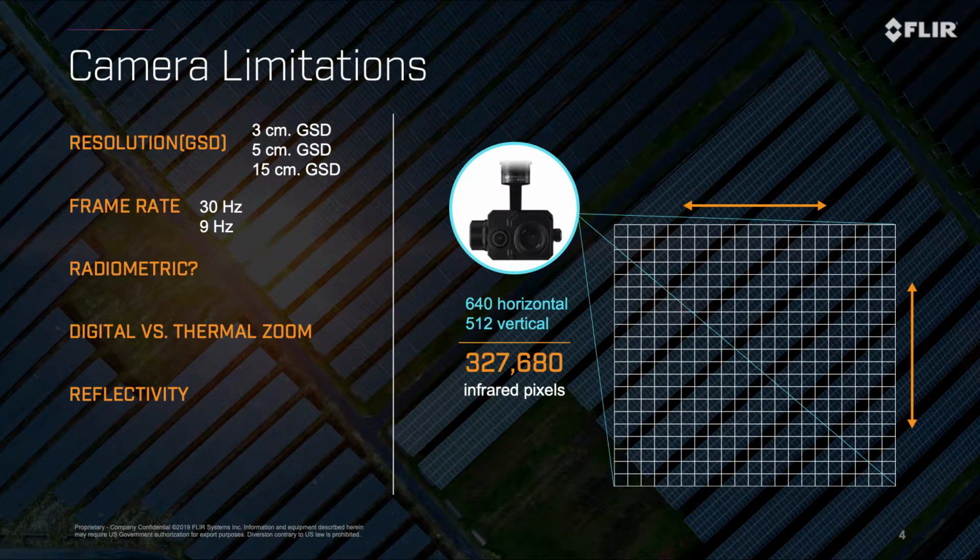Also, reflectivity is a really important topic to discuss because solar and PV modules tend to be highly reflective, which lowers their emissivity, and that can also affect your data and your image quality. So understand that PV modules are highly reflective, and therefore the emissivity needs to be taken into consideration before flight.